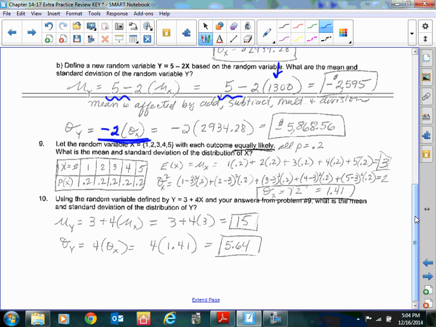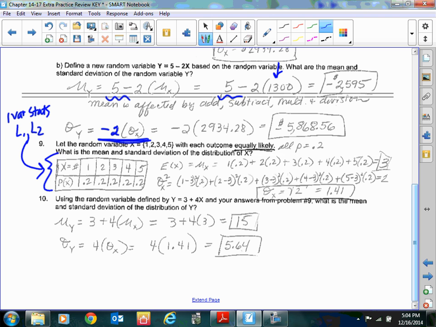And 9 is putting in this, they're equally likely, so I made it a probability distribution. Okay, so I set up a little table right here. And then you can do the L1 and the list 2 and the one variable stats of these to get the mean and the standard deviation.